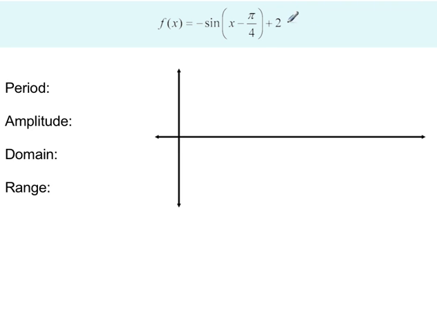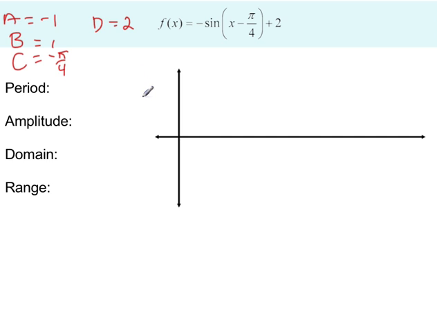So the first thing that I need to do is identify what a, b, c, and d are. A is -1, b is 1, c is -pi over 4, and d is 2.